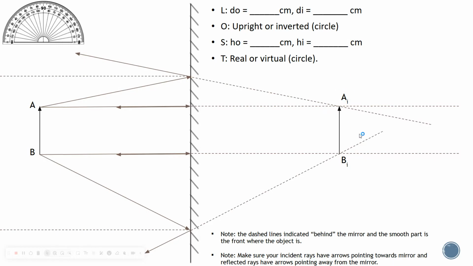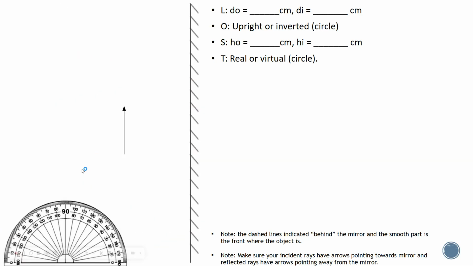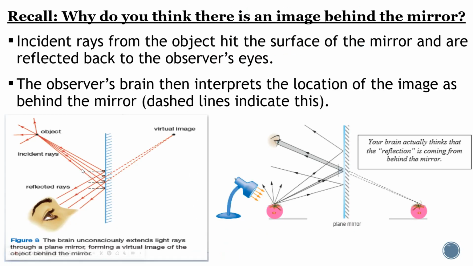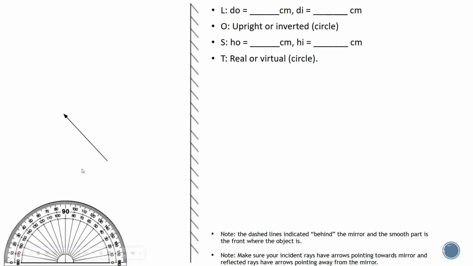And so again, after that, you can describe your image using LOST or SALT, which we did already. So this is an example of drawing a ray diagram for an object that's more than simply a dot. You can do some practice with this one, this one, this one, this one. Those are all in your notes.